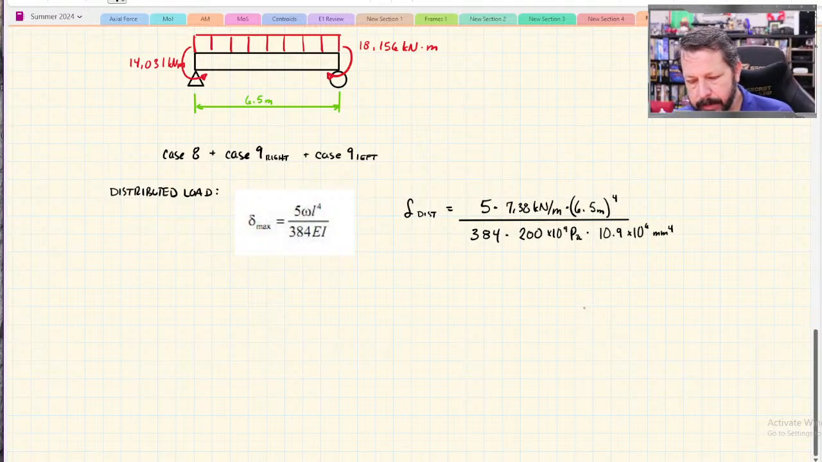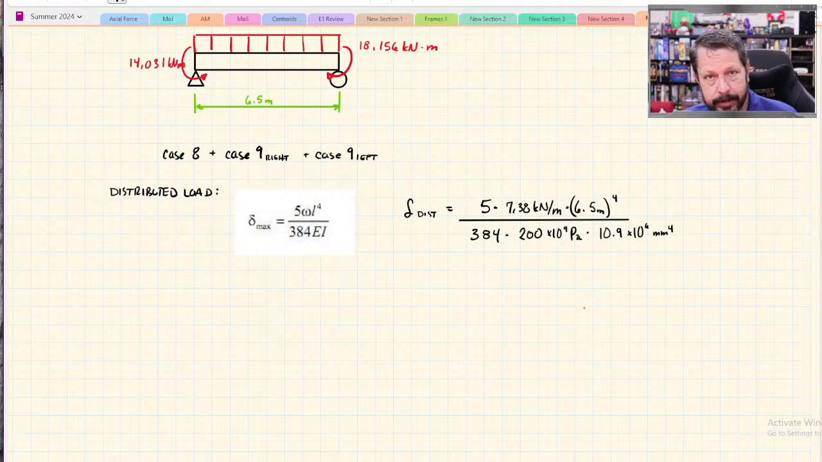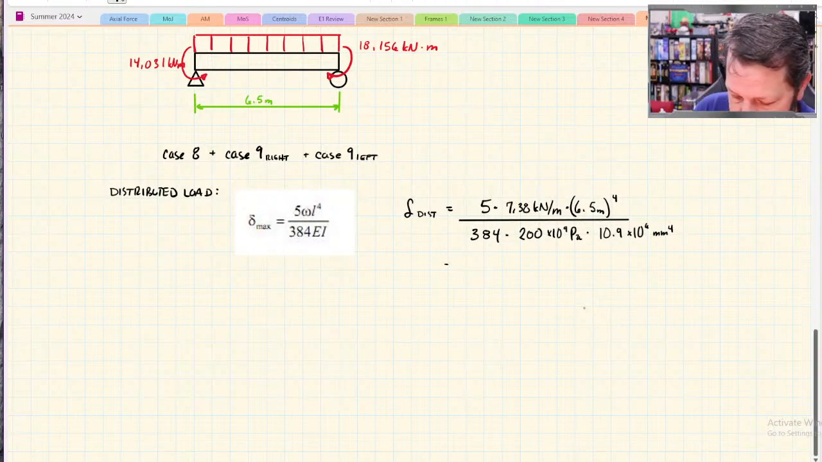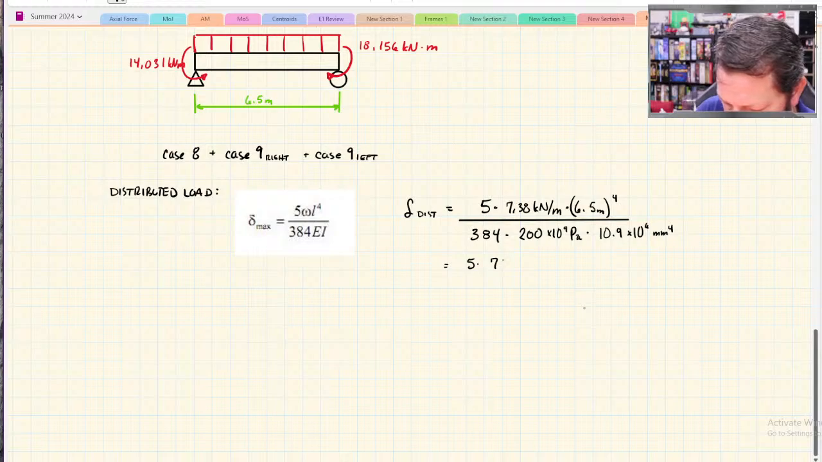Okay. Now we have to figure out what unit systems we've got. We've got kilonewtons in here, we've got newtons, we've got millimeters, we've got meters. So we probably need everything in newtons and meters. That's probably the safest way to keep our units straight. So I'm going to convert this over to 5 times 7,380 newtons per meter times 6.5 meters to the fourth.